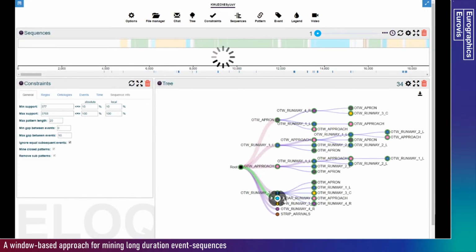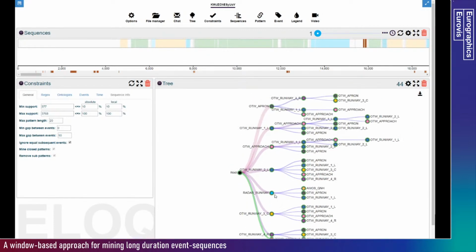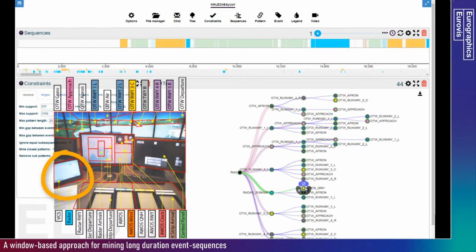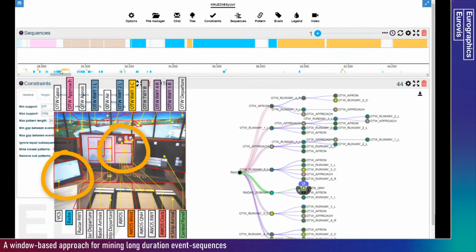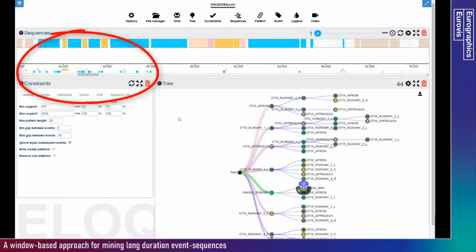Exploring the pattern tree, we identify three central patterns. First, the initial approach pattern is composed of the AOI sequence runway radar, followed by weather observing system. Here, the ATCO is switching their attention between the radar monitor, where they are following the aircraft as it is approaching the airport, and the automated weather observation system, where they are monitoring the weather conditions. Highlighting the events composing the pattern in the event overview reveals that these are occurring primarily in the beginning of the landing scenario before the ATCO has made visual contact with the aircraft.